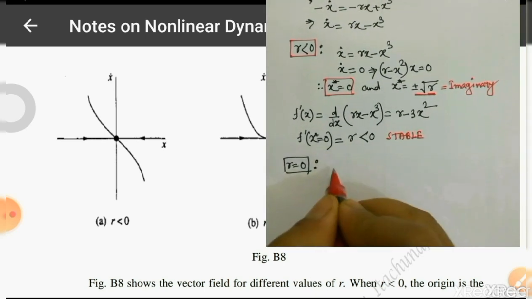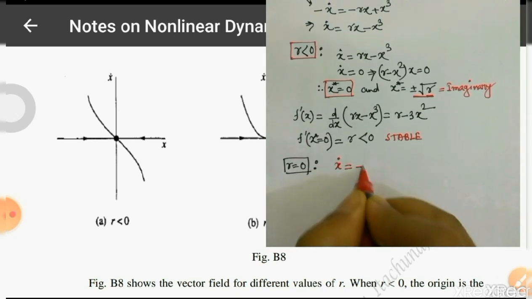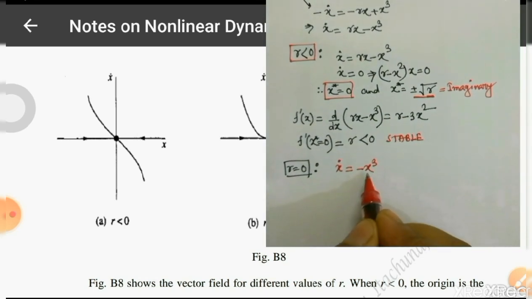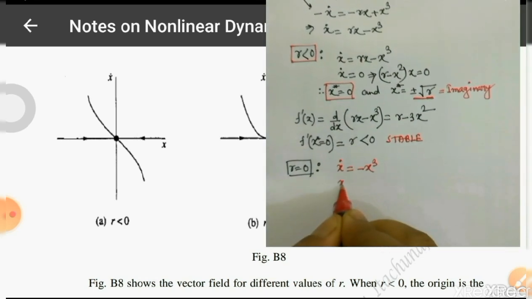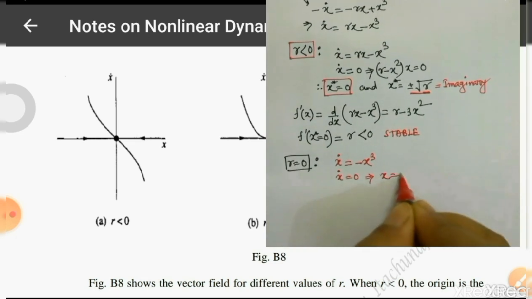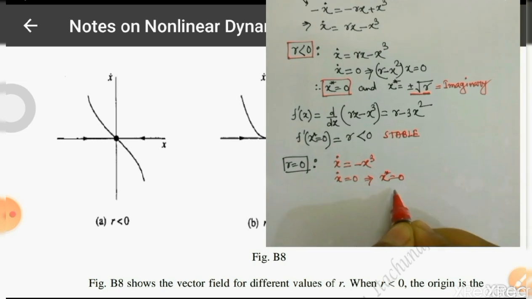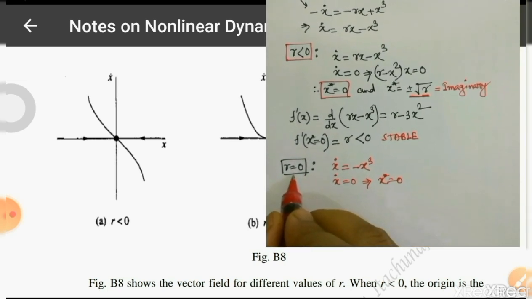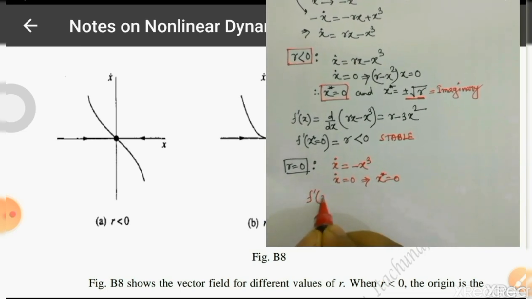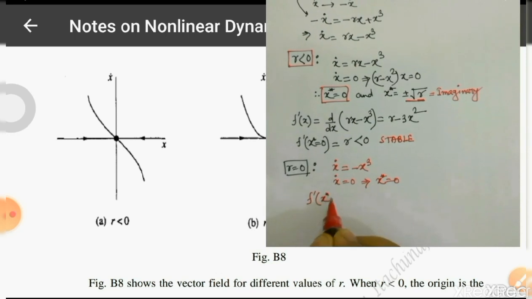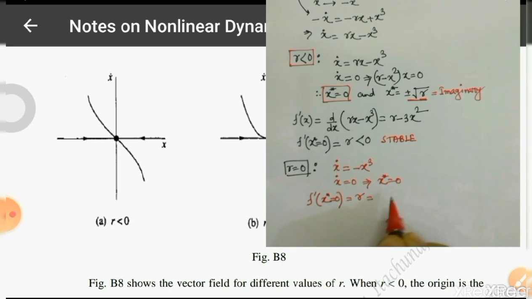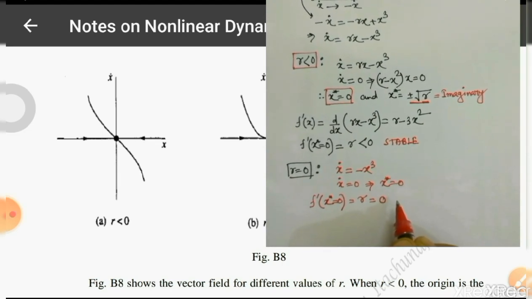The equation will be x dot equals minus x cube. Since now r is equal to 0, this becomes x dot is equal to minus x cube. And if we put x dot equal to 0, then this will yield x equals 0. This is the only fixed point for the r equals 0 condition. And if we check the stability of the fixed point, then f prime at x star equal to 0 will be equal to r, and since r is equal to 0, this will be equal to 0.